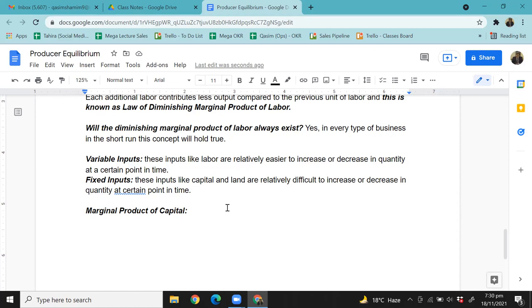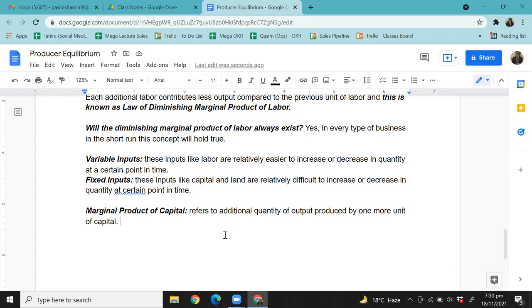So marginal product of capital refers to additional quantity of output produced by one more unit of capital, right? So one more unit of capital, how much additional quantity of output you're producing, that is your marginal product of capital. Okay, are we good on this?